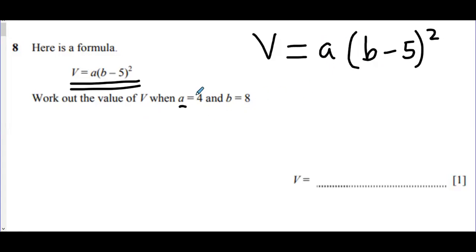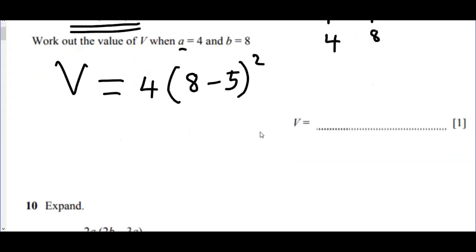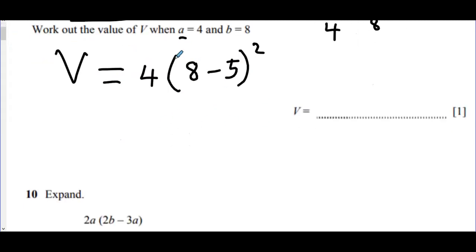So what do we do? We take this value A is 4. Where there is A, we write 4 there. And where there is B, you write 8. That is what it means. So go ahead writing V equals to A. Instead of writing A, you write 4 brackets. B is 8. You minus 5 bracket square. All right. Now when you reach here, don't panic. What we do, we refer to BODMAS, meaning brackets. So you go ahead subtracting 8 minus 5. Students, what is 8 minus 5? 3. So this will be V equals to 4, but in between here there is multiplication sign.